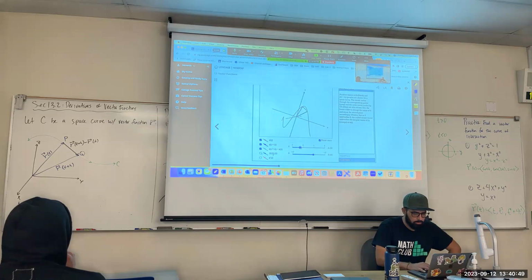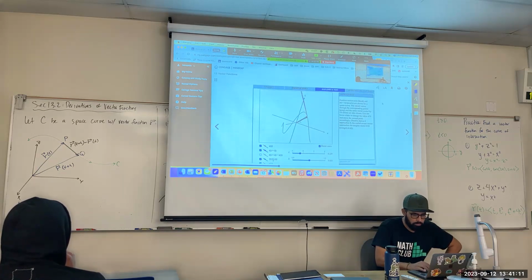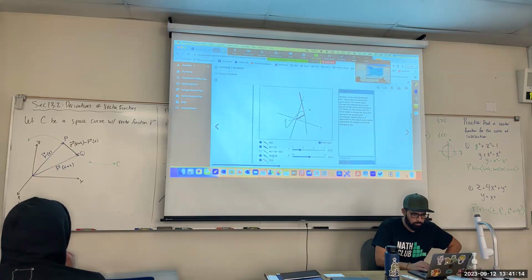And then here is the difference vector, but now being multiplied by the scalar 1 over h. And notice that as h gets smaller, as it approaches 0, I'm getting this tangent vector right here. Can I zoom out? There we go. It's approaching the tangent vector as h gets smaller and smaller and smaller. That's kind of what's happening there.